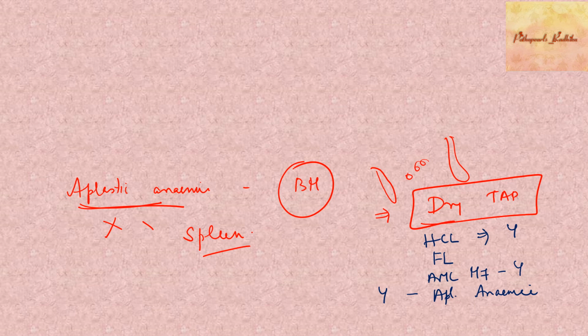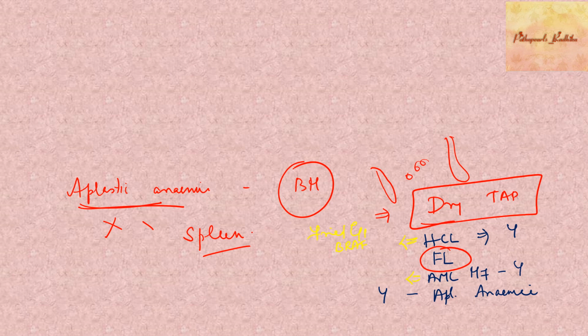So what should be the answer? The least chance of dry tap is associated with follicular lymphoma. You don't expect a dry tap in follicular lymphoma. And a few more extra points I have told. Hairy cell leukemia can have a fried egg appearance of the cells and you can have BRAF mutation.